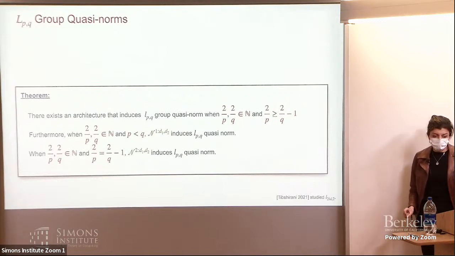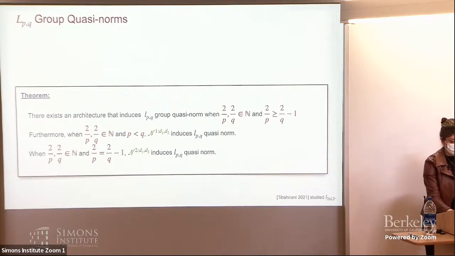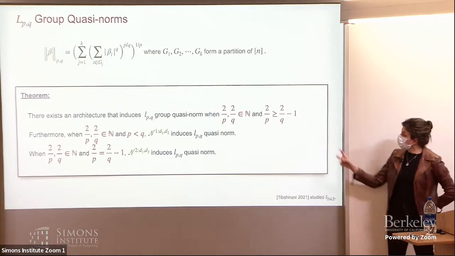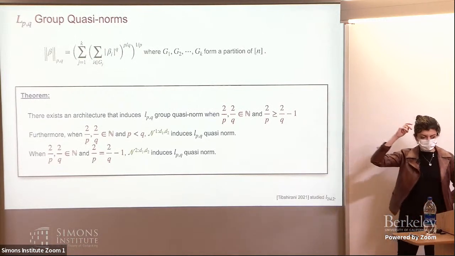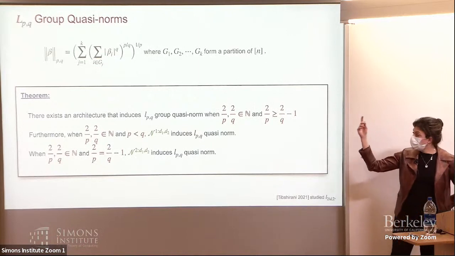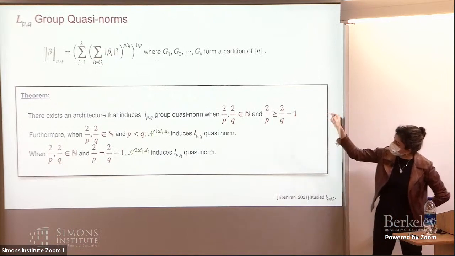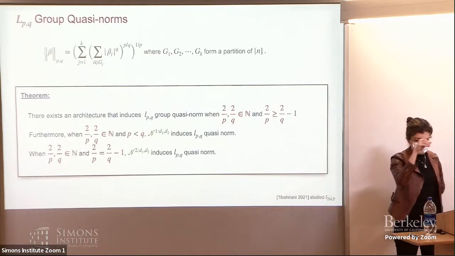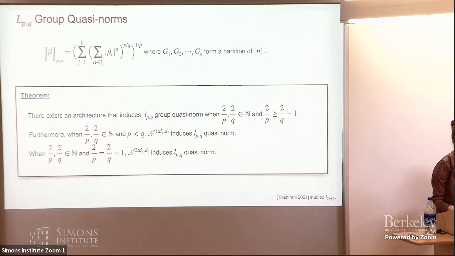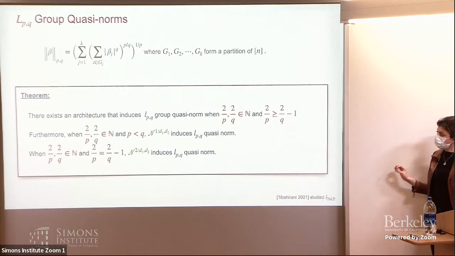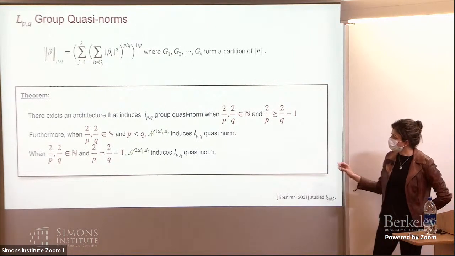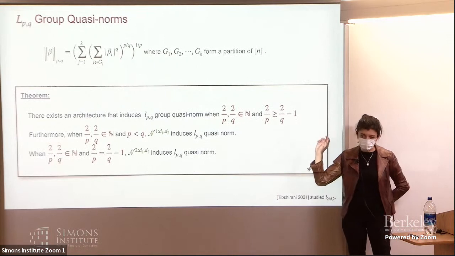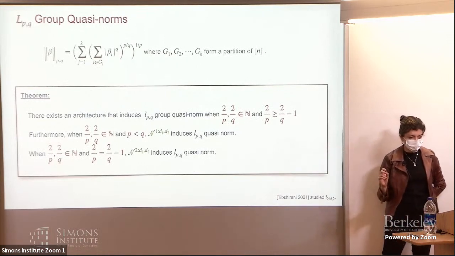The next regularizer that we care about is the LP group norm. For a given partitioning of numbers from 1 to n, LPQ is defined as that. So just LQ over each group, and then LP between the groups. And then we have results that show that, first of all, this can be the induced complexity measure only if 2 over P and 2 over Q are natural numbers again.